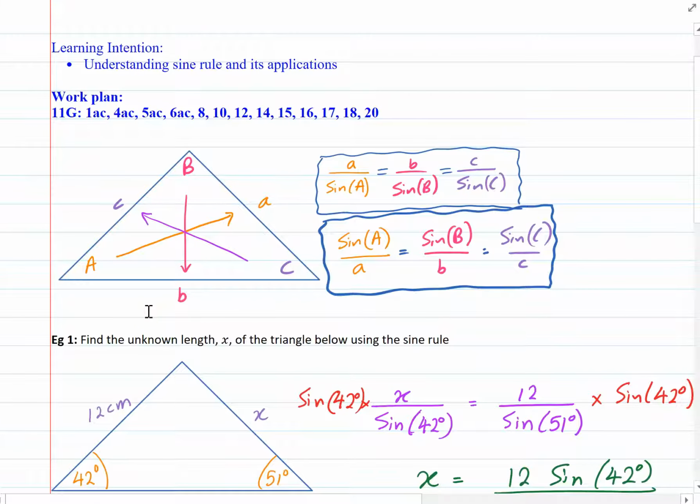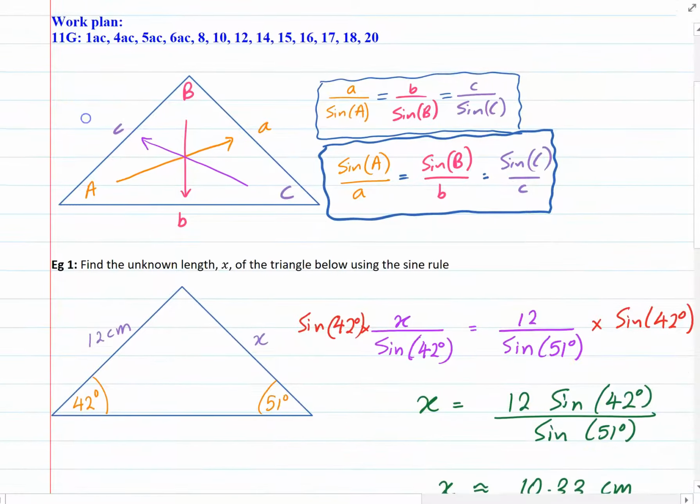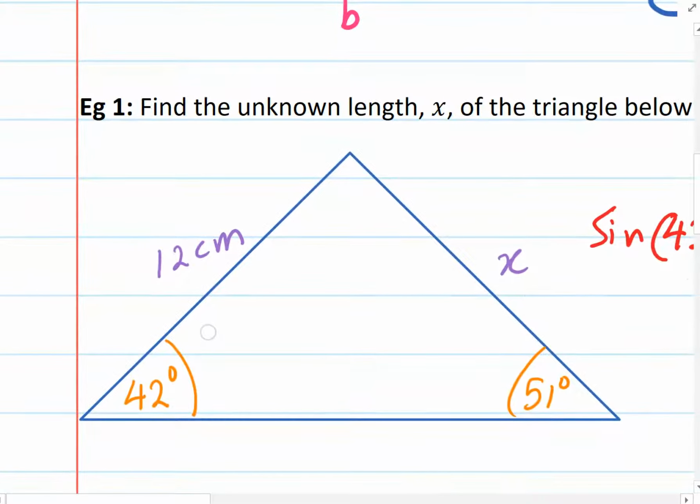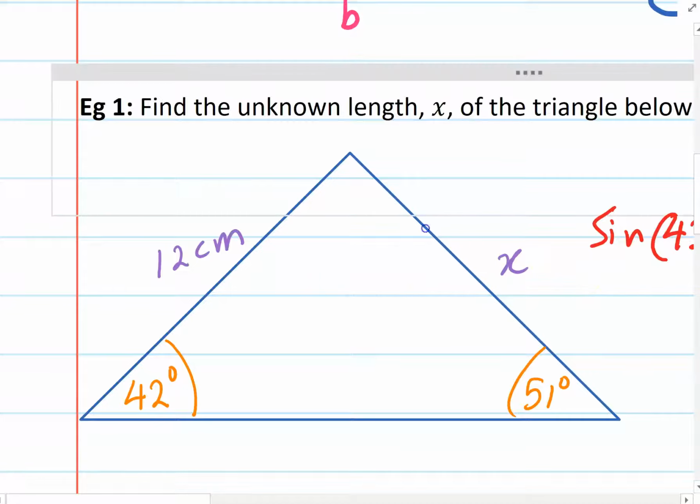Let's see how you use this one in a problem. What is being given here is: find the unknown length x. The opposite angle here is 42, and I know the length here is 12 and the opposite angle is 51. So I can apply the sine rule to find x. I can write down x divided by sine 42 is equal to 12 divided by sine 51, and then solve for x using the CAS calculator or just do some algebraic manipulation so that you can leave the answer in exact form.